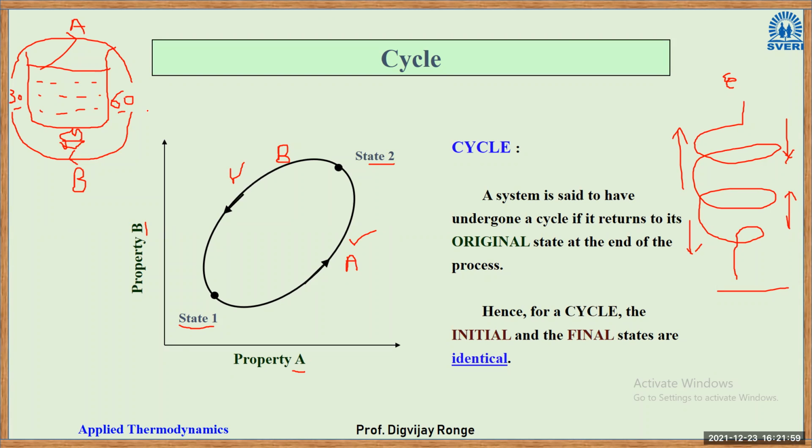Because of heat transfer, what will happen? The temperature of the hot water will again decrease. Let us say it will go from 60 back to 30. Now this statement is very important. Hence for a cycle, the initial and final states are identical. So here we can say the initial temperature is 30 degrees Celsius, and the final temperature is also 30 degrees Celsius. But the path is different, right?